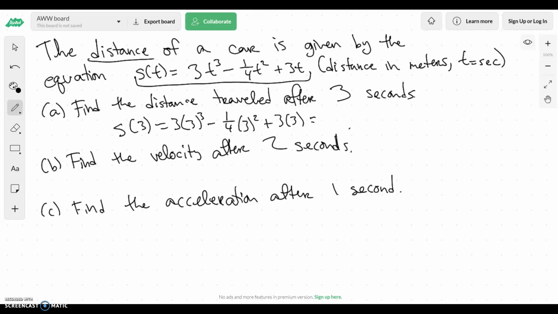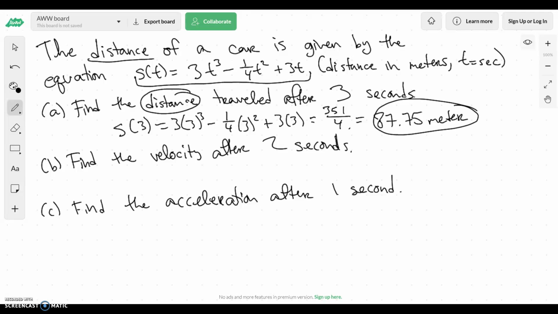So I will be plugging it in to my calculator, not on the screen. If you ended up using your TI-36X Pro, you probably got 351/4, and if I put it in decimal form, this is going to be equal to 87.75. And in this case, since it's distance, we know that this is going to be meters, in 3 seconds.